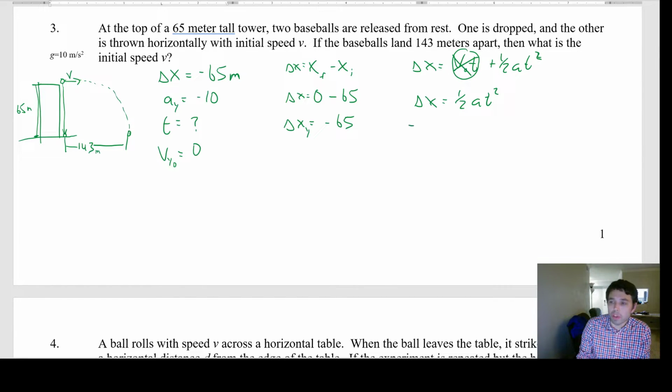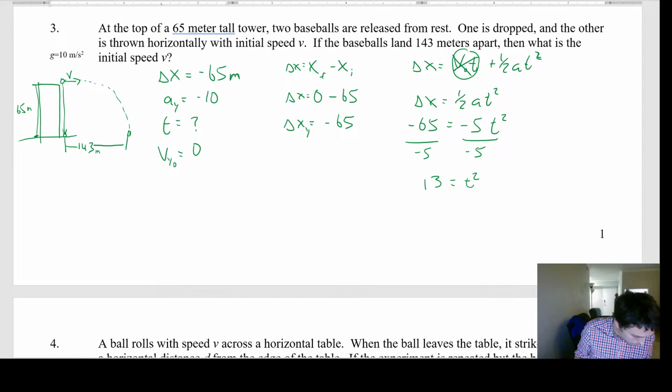I know I'm going to go 65 meters, again vertically. Half of my acceleration is negative 5 times t squared. I'm going to divide by negative 5 on both sides. We get 13 equals t squared. Square root that, and that's 3.6. So t equals 3.6 seconds. So it takes that long for this object to fall down to the ground.